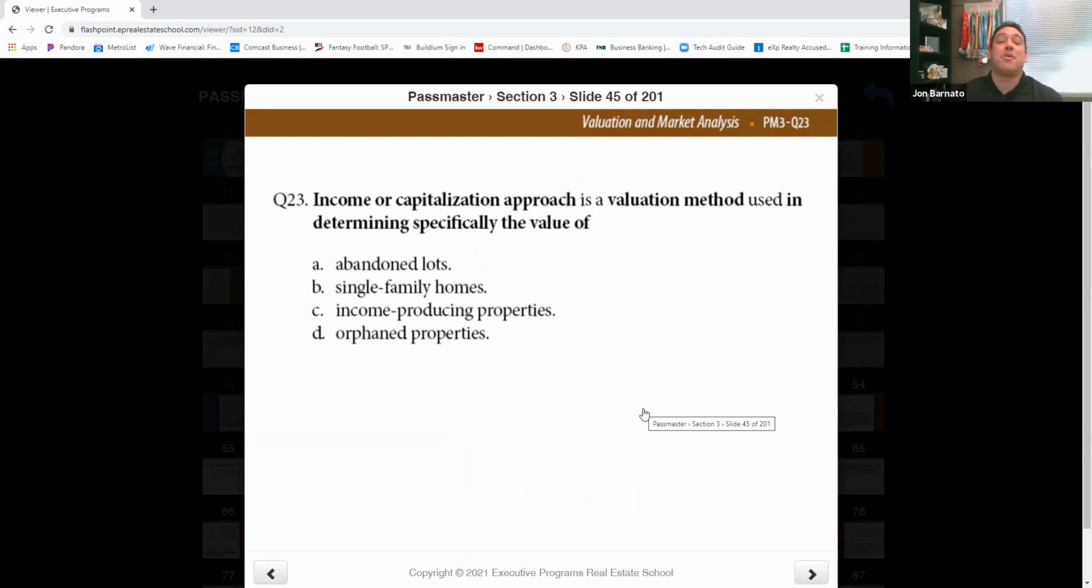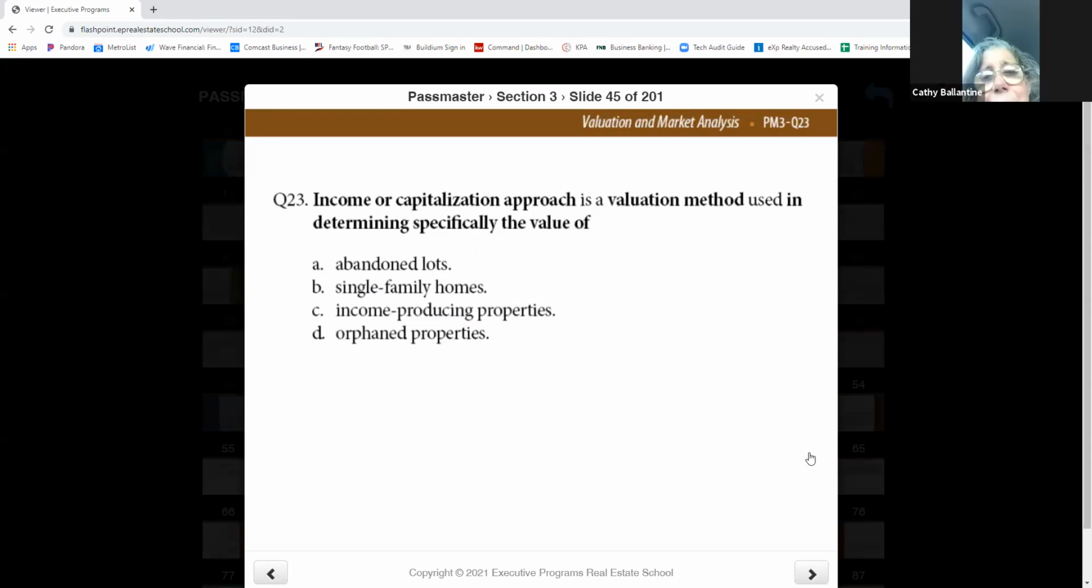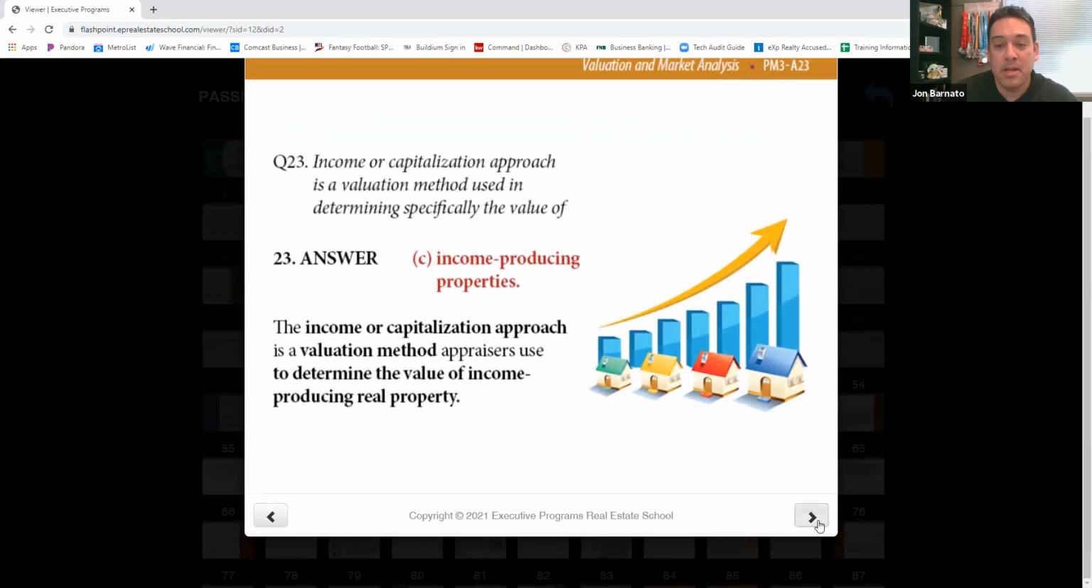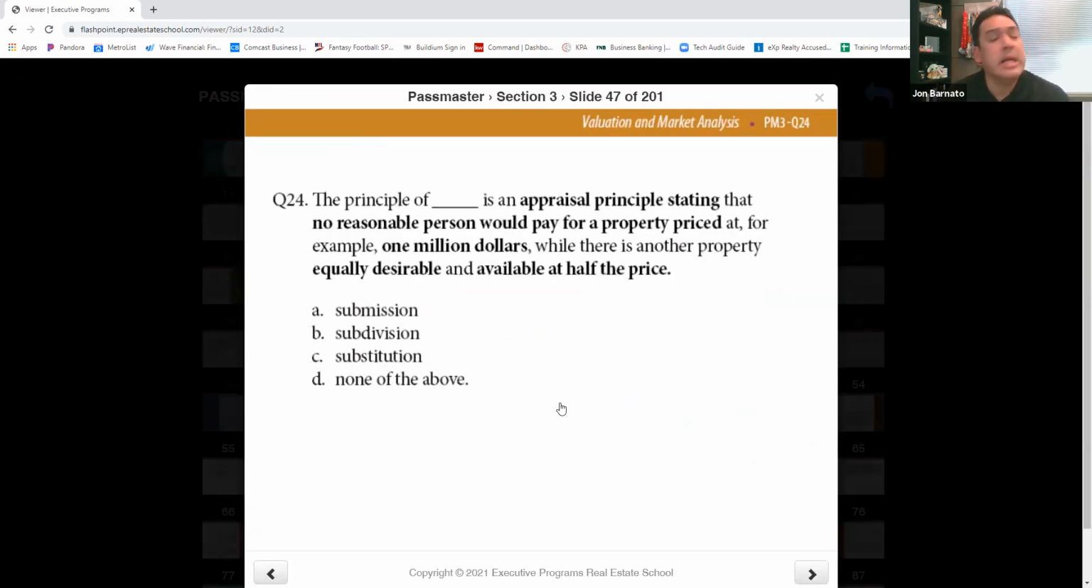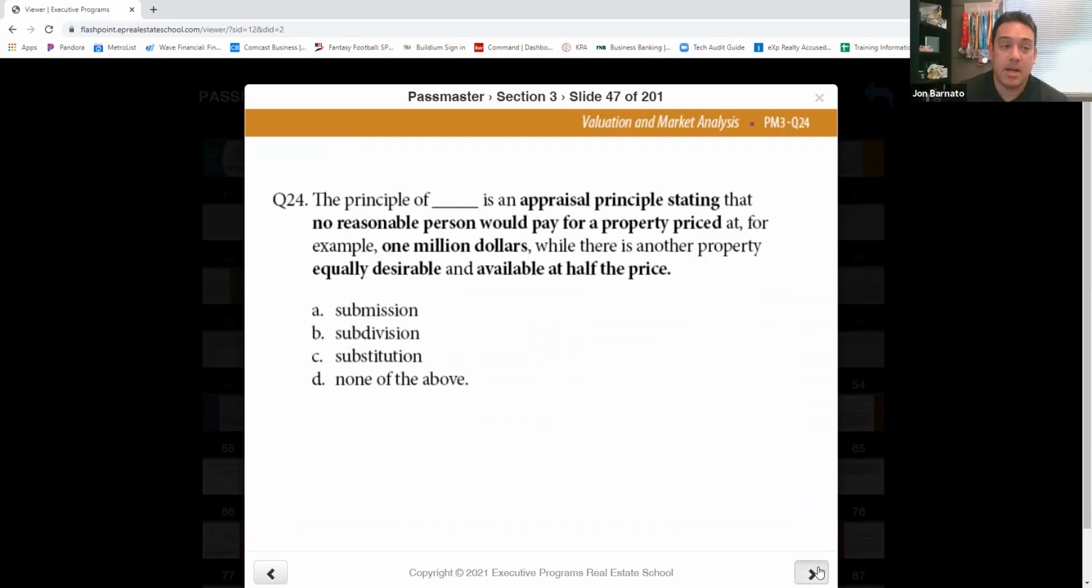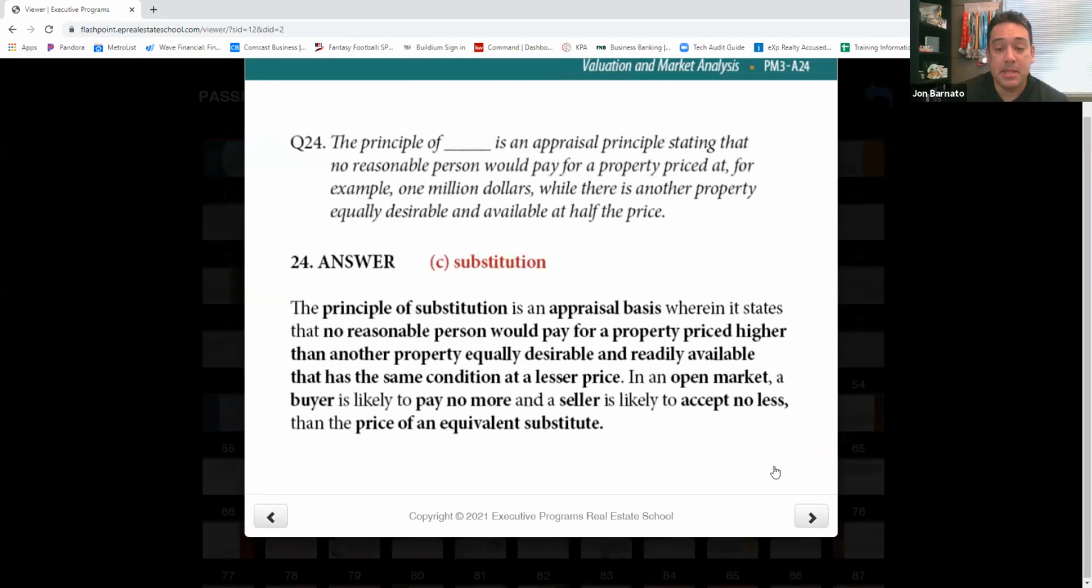Income or capitalization approach is a valuation method used to determine specifically the value of what? C. Correct. Income producing properties. I think you guys had this one before. The principle of blank is an appraisal principle stating that no reasonable person will pay for a property priced at, for example, $1 million, while there's another property equally desirable and available at half the price. C. Substitution. Right. The principle of substitution.